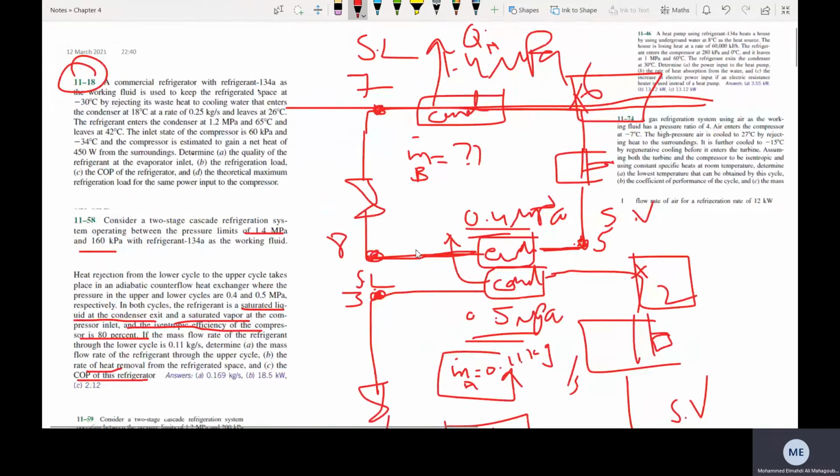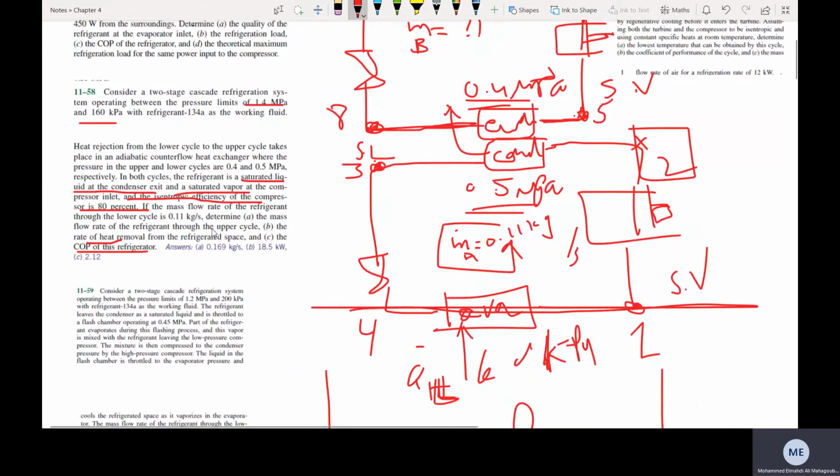So let's go step by step. Don't rush it. I keep reading that question. We need first the mass flow rate of the refrigerant through the upper cycle. So I need to work with this point and this point, and make a mass balance between here and here because this is a heat exchanger. But again, points 2 and 4 are not there.